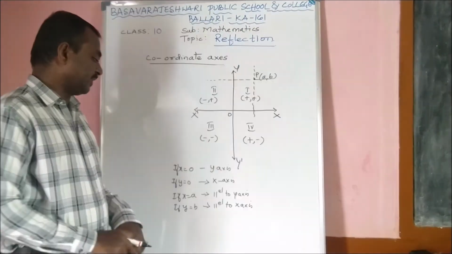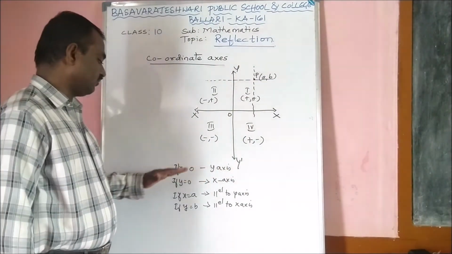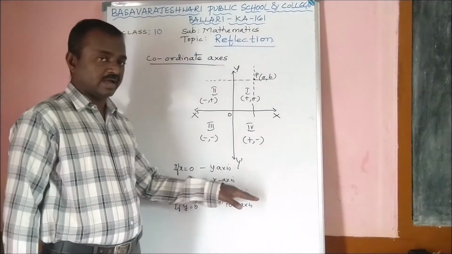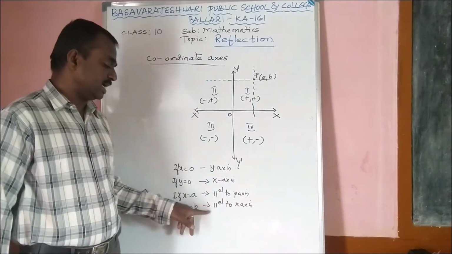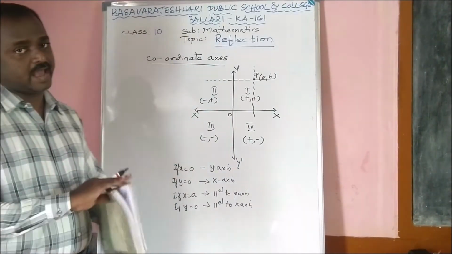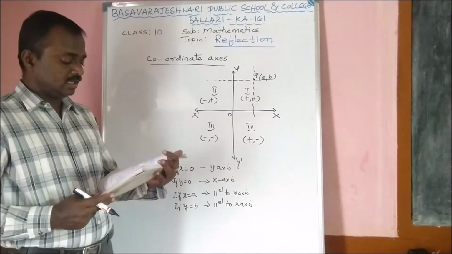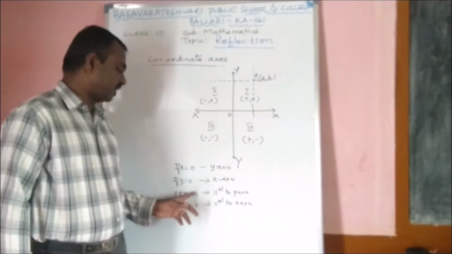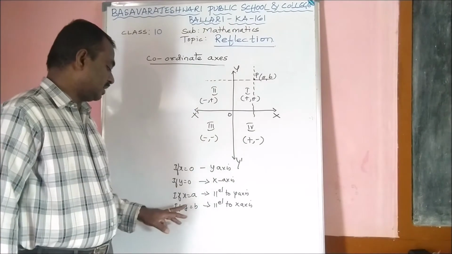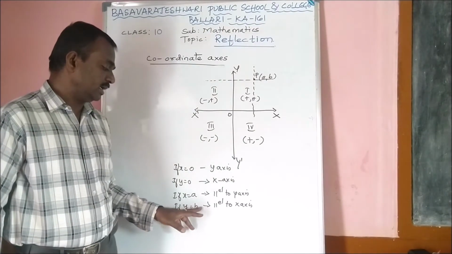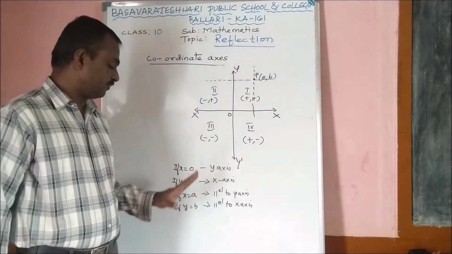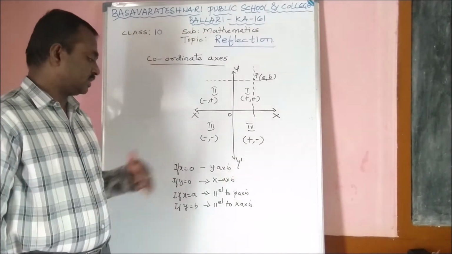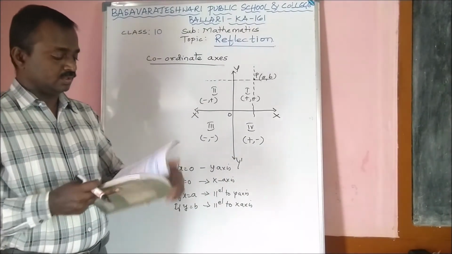Correct? So if x is equal to 0, we can call it y axis. If y is equal to 0, we can call it x axis. If x is equal to a, then it is a line parallel to y axis at a distance of a from y axis. If y is equal to b, then it is a line parallel to x axis at a distance of b from x axis. So remember these important points. These are some introductions to this.